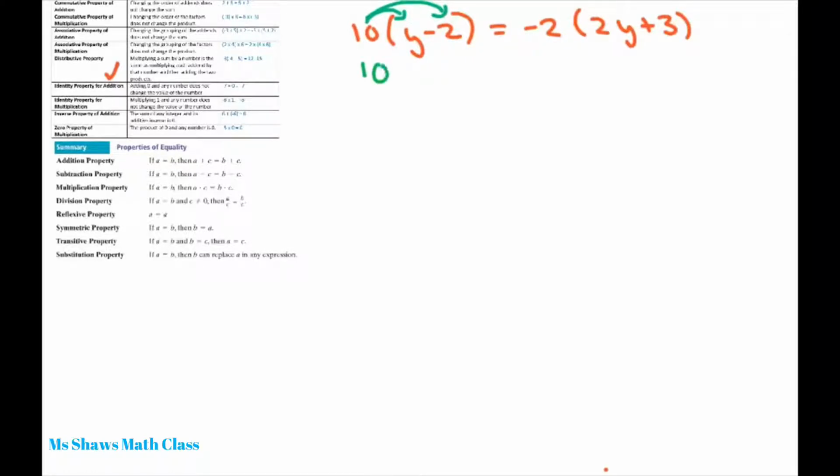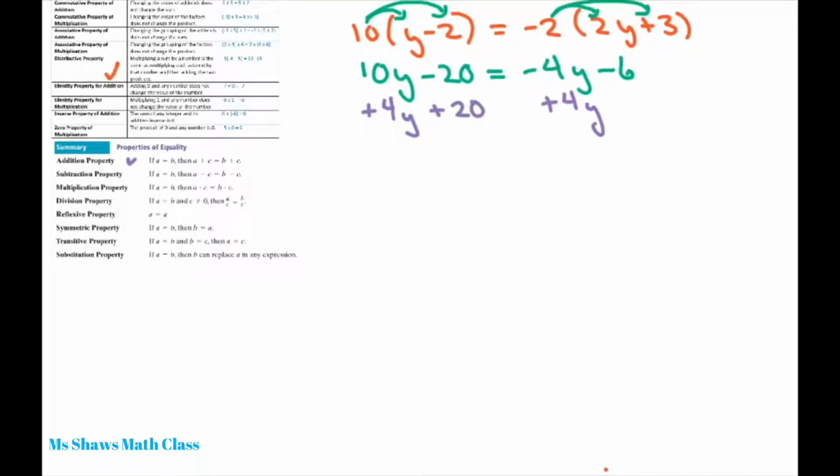So that's going to be 10y minus 20 equals, and do it again, negative 4y minus 6. Now we're going to use our addition property of equality and add 4y to both sides. We're also going to add 20 to both sides to isolate our y. So it's going to be 14y, and that's going to be plus 0 equals 0 plus 14.